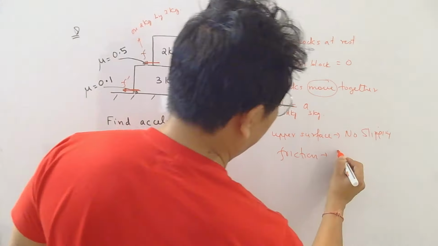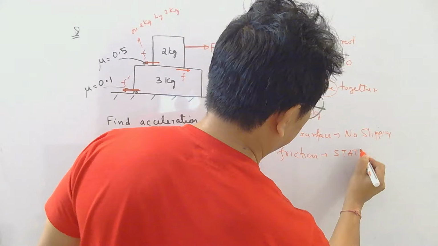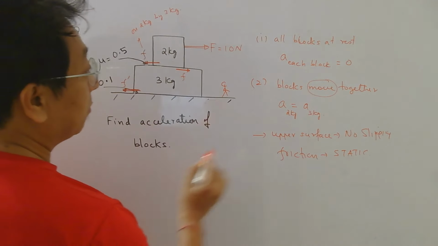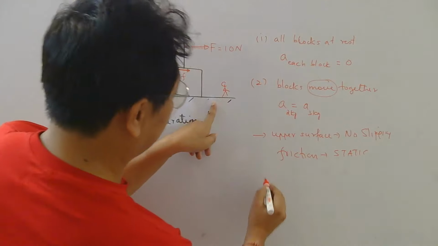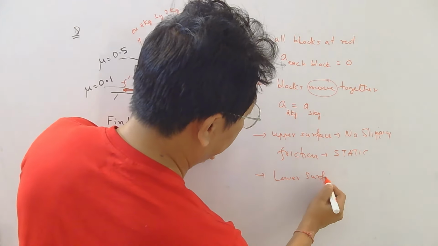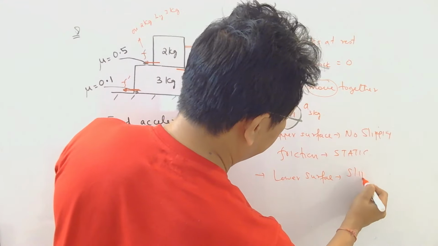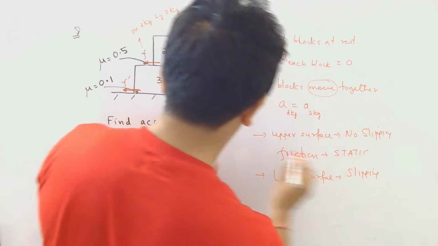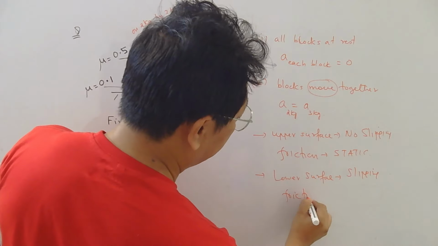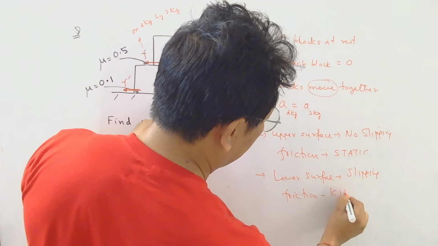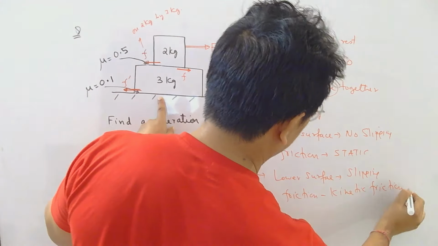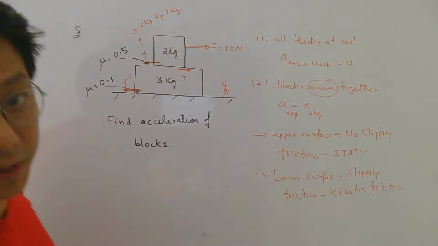So friction will be static in the upper surface. This is for the upper surface. But since they are moving on the lower surface, there will be slipping. And since there is slipping here, there will be what friction? Here there will be kinetic friction. So this is the second possibility.